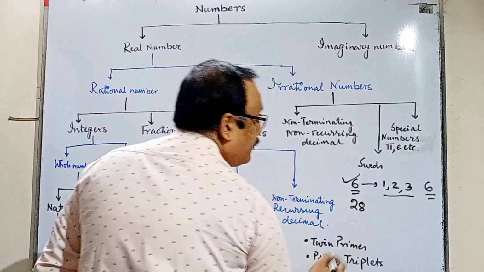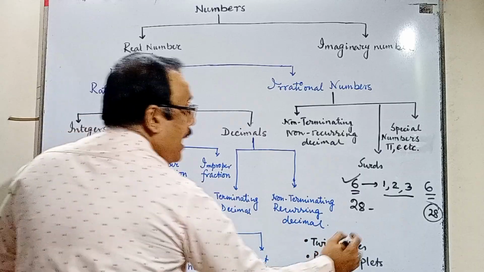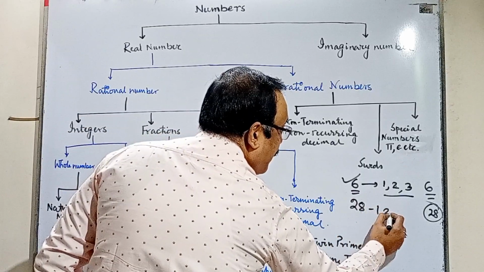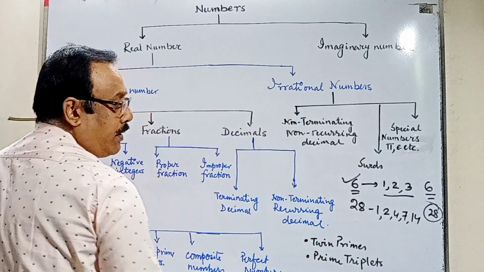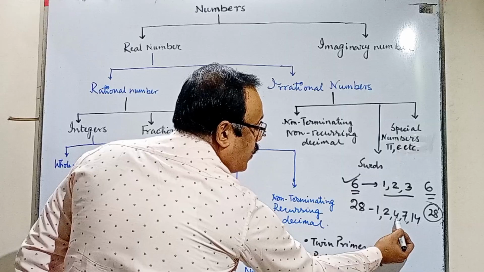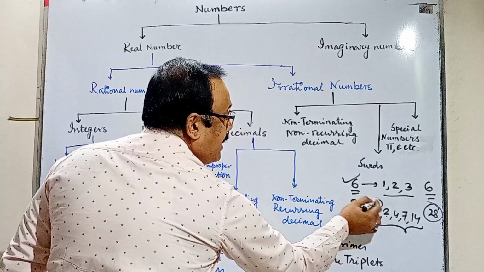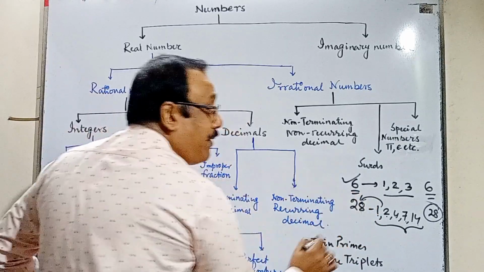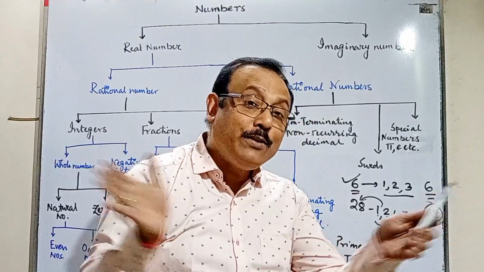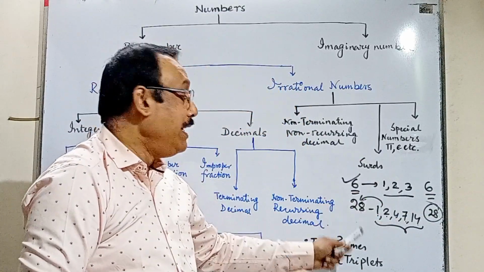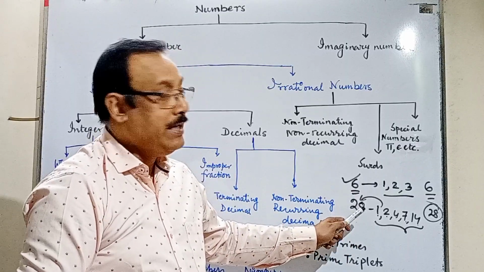Say 28. What are the factors of 28 apart from 28? 28 is of course a factor of itself. Apart from that, I can divide by 1, 2, 4, 7, and 14. So add this up: 14 plus 7 is 21, 21 plus 4 is 25, 25 plus 2 is 27, 27 plus 1 is 28. The sum is equal to this number. So whichever number has the sum of its factors other than the number itself equal to the number, that number is called a perfect number. So 6 is a perfect number, 28 is a perfect number.